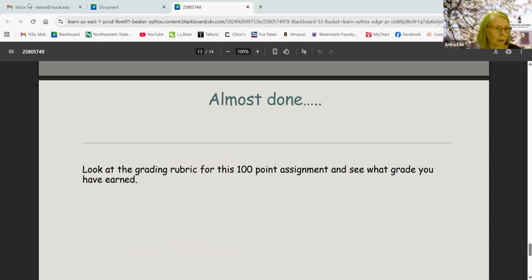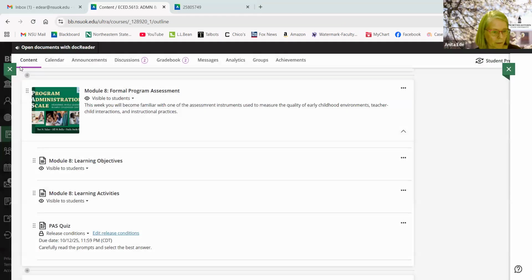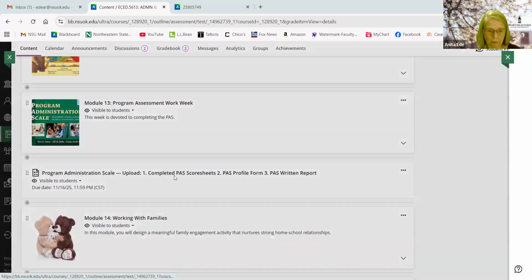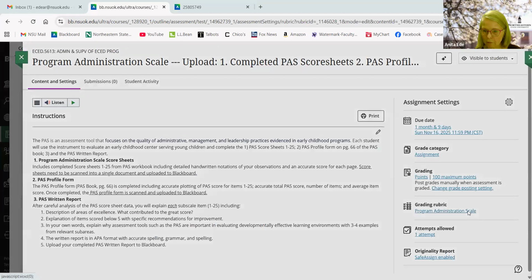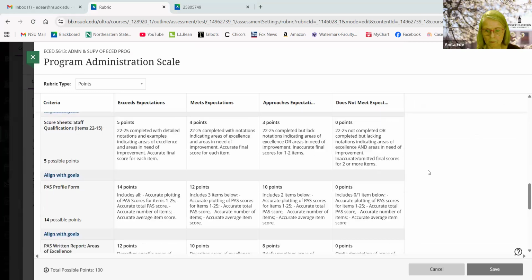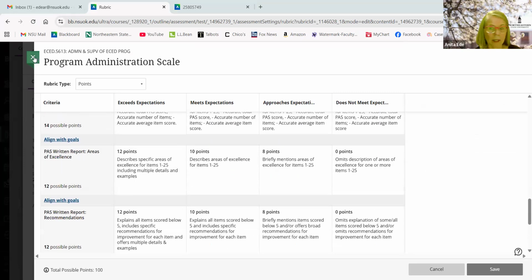Before you turn it in, before you hit submit, look at the grading rubric, because it's right here, down where you turn it in. I really think it's important that you double check every single time you upload an assignment, especially a big one like this. If you have any questions, always, always look at the rubric to see where you stand.